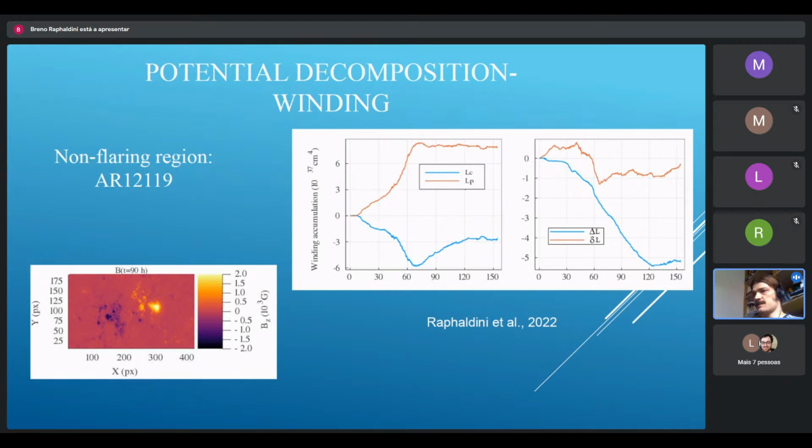So first, we apply this decomposition for this active region that presents no flares at least above C class, and we see here the potential component and the current carrying component, and we see that the potential component is actually larger than the current carrying one. This could be an indication that in active regions that don't present large activity, the potential part of the winding is dominating. So here we calculate the differences between those two curves.